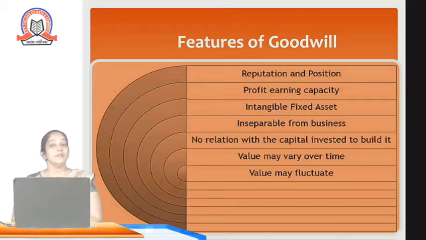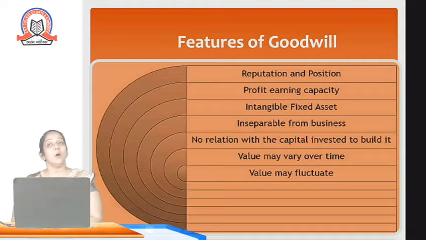So next is intangible fixed asset. Goodwill is a kind of fixed asset, but it is not tangible, it's intangible. Intangible means we cannot see the goodwill, we can only feel that the company's goodwill is very good. Then it is an inseparable part of the business.